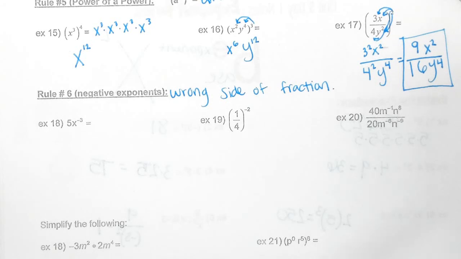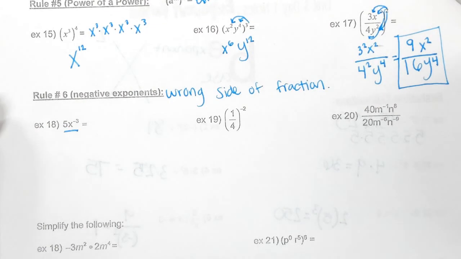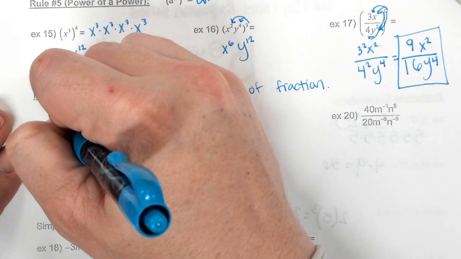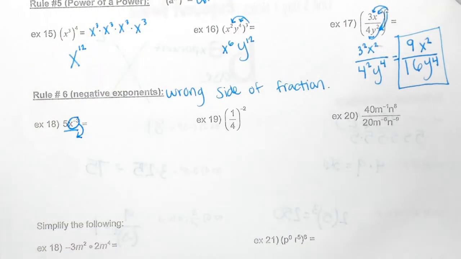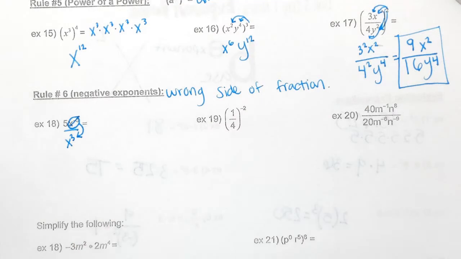Okay, so if it's not already a fraction and there's a negative exponent, then you need to make it a fraction. So this is not already a fraction, so we need to make it a fraction. I'm not going to put anything on the bottom yet. But what has a negative exponent? The 5, the x, or both? The x. So I'm going to circle it as a negative exponent, and I'm going to draw an arrow to the opposite side of the fraction bar. And I'm going to rewrite it with a positive exponent and cross off the original.